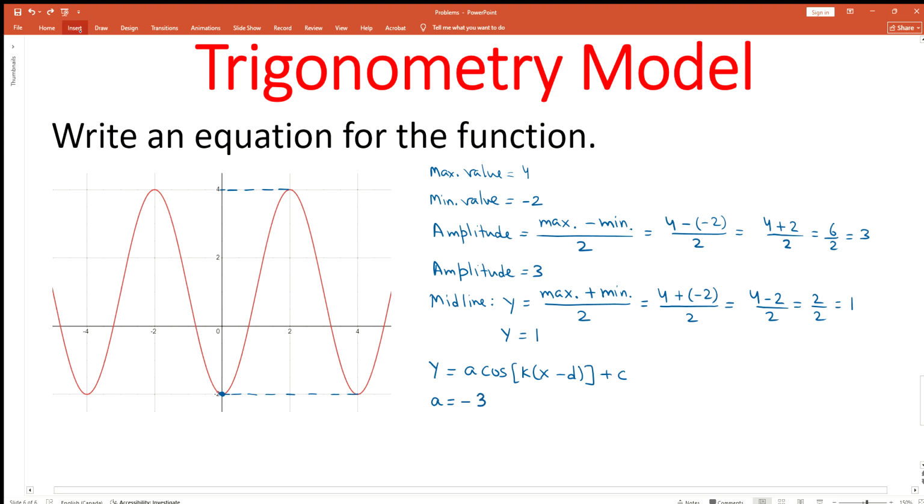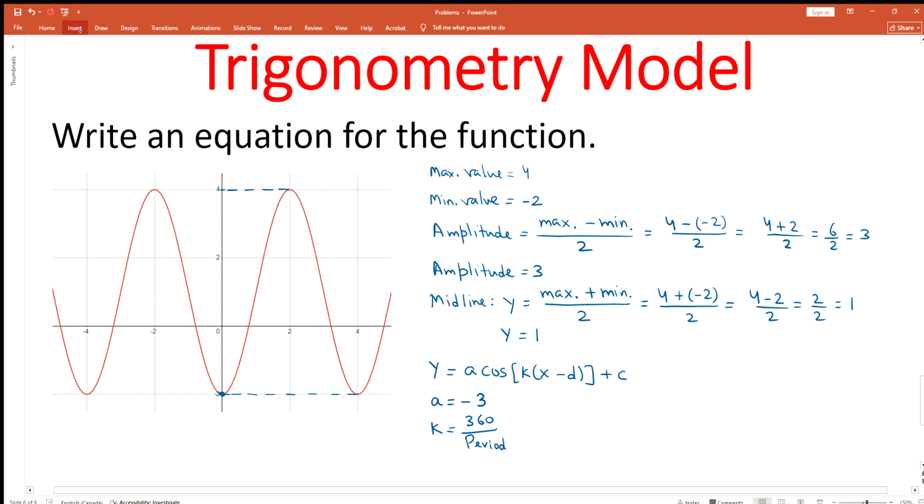Next, we can find the value of k. The formula for k is 360 divided by period. We use 360 in this formula because the period of parent cosine function is 360 degrees. We can find the period of this function from the given graph. Period is the distance between two consecutive maximum points or minimum points on the graph.